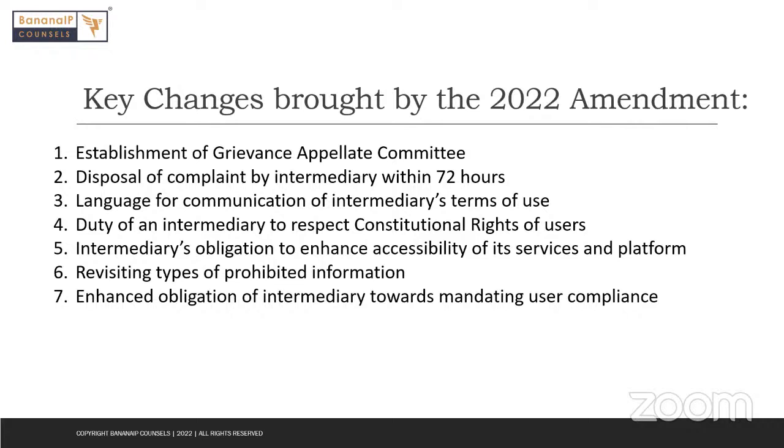To say in brief, the key changes brought in by the 2022 amendment are as follows. Firstly, there was an establishment of a grievance appellate committee. Second, the disposal of complaints by intermediaries for certain situations has been reduced to as little as 72 hours. And the language of communication from the intermediary to the user has been changed. Then there's a certain addition in the duty of intermediaries from the perspective of ensuring and safeguarding the constitutional rights of the users. Intermediaries are also shouldered with a new obligation to enhance accessibility of their services and platform. The information which is prohibited to be hosted and stored on their platform has been revised. And there's an enhanced obligation on the intermediary towards mandating certain compliances by the user.